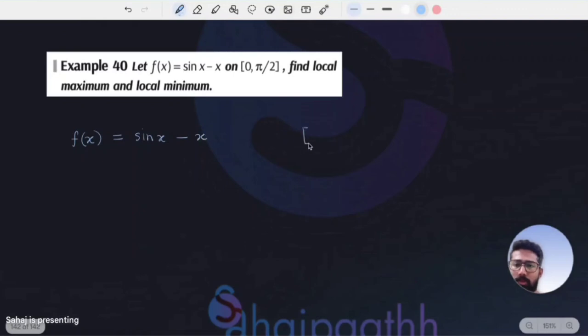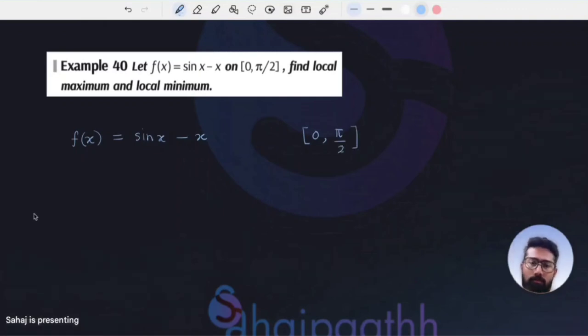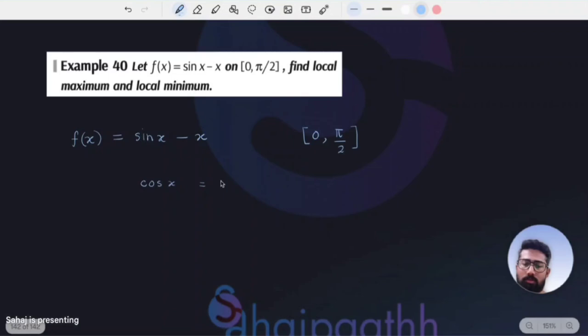In the range 0 to pi by 2. So first we'll find f prime and equate it to 0. F prime equals cos x minus 1, so cos x minus 1 equals 0. So cos x equals 1, so x equals 0.